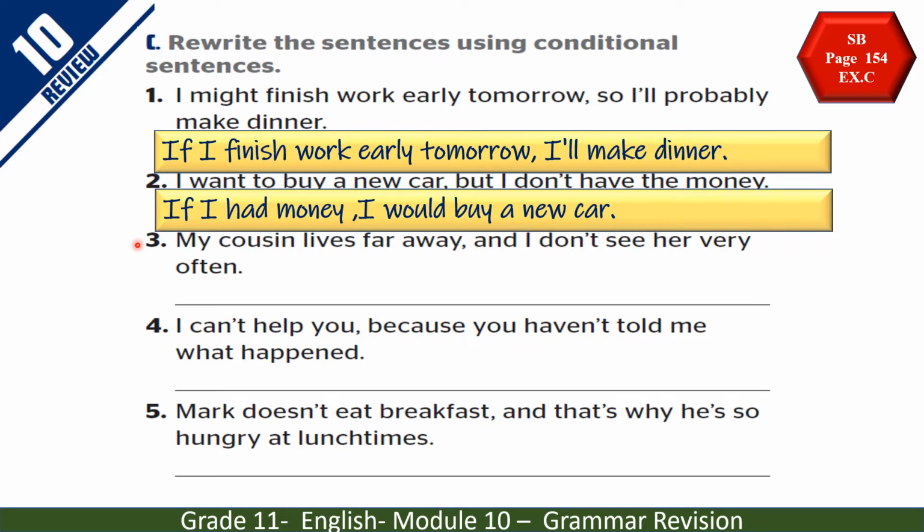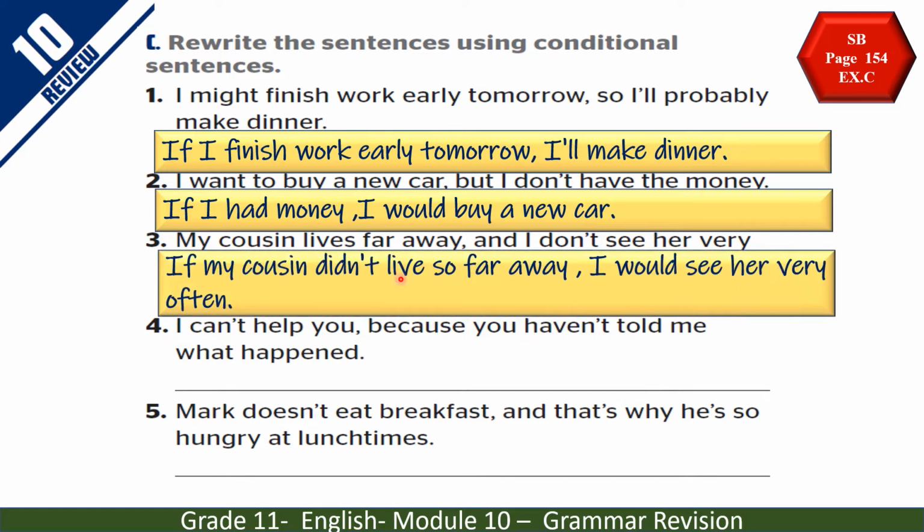Number 3, the verbs lives and don't see are both in the present. So again, it's conditional 2. So the answer is, if my cousin didn't live so far away, I would see her every day or very often.